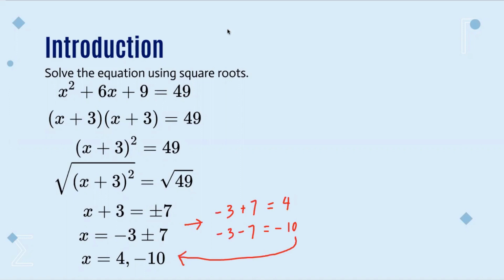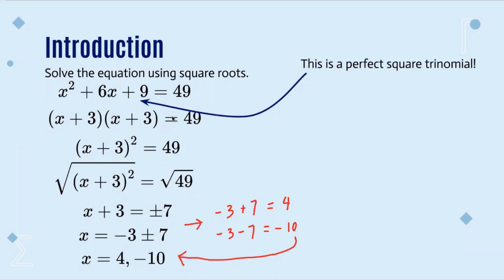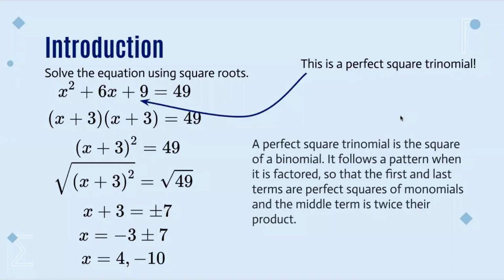And if you noticed anything about this problem, this trinomial right here was able to simplify into x plus 3 squared. And what this is called is a perfect square trinomial. A perfect square trinomial is actually the square of a binomial, and you'll see that right here, x squared plus 6x plus 9 simplified into x plus 3 squared, and x plus 3 would be your binomial. It follows this pattern when it is factored, so that the first and last terms are perfect squares of monomials, and the middle term is twice their product.